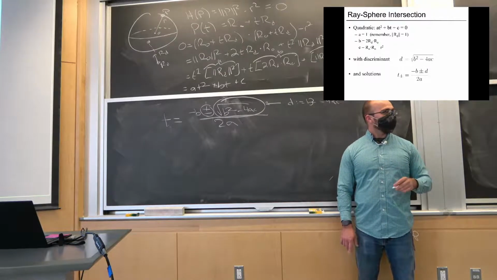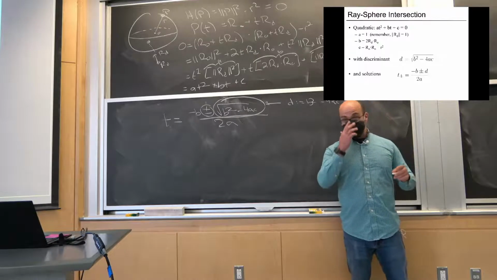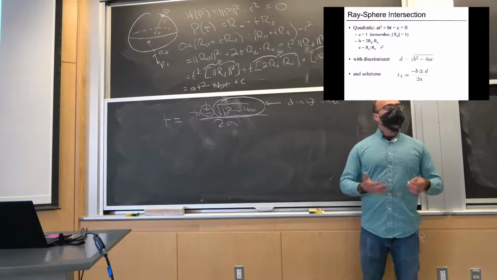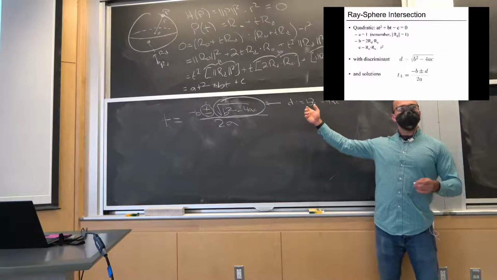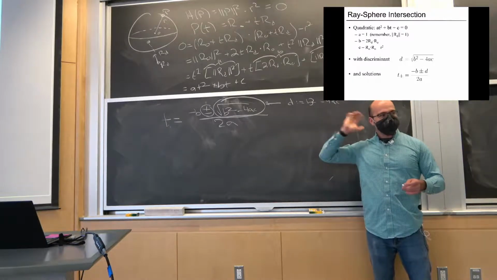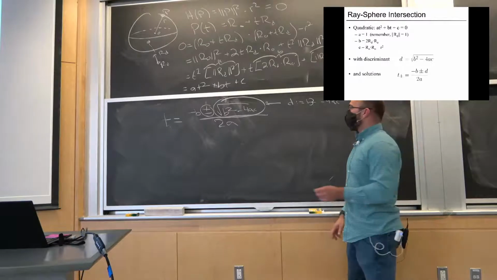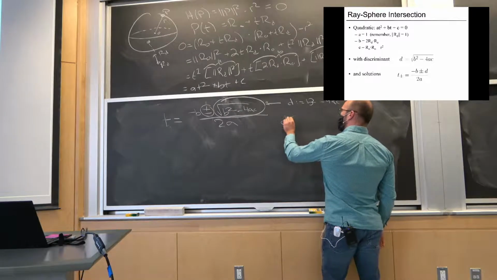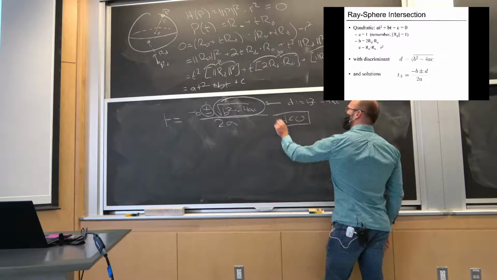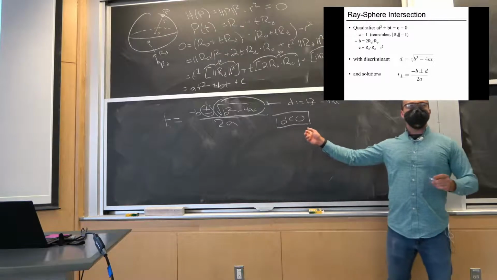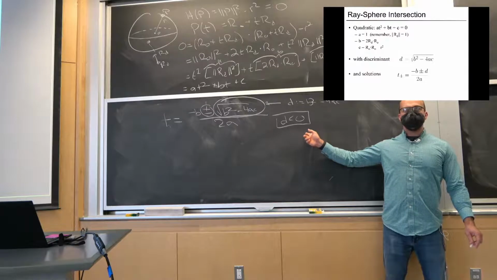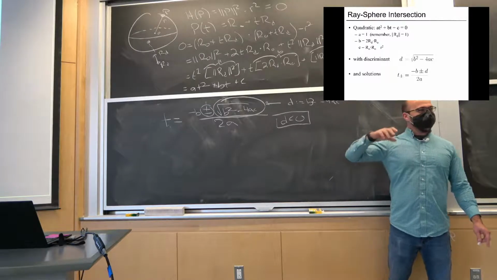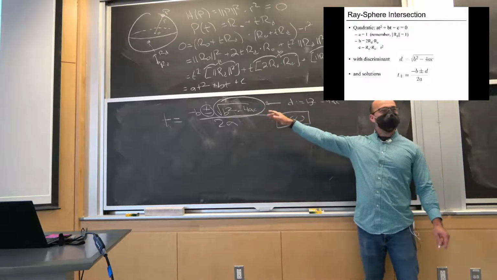I see a lot of laptops and phones coming back out. But I do think it's worth thinking about, if I'm doing my ray-sphere intersection, what is my discriminant actually telling me about my ray tracing problem? That's a really important thing. So first, let's think about d less than 0. When the discriminant is negative, how many solutions does my problem have? Zero, right? There are none. I can't take the square root of a negative number.